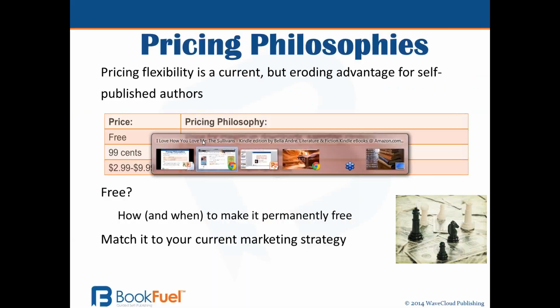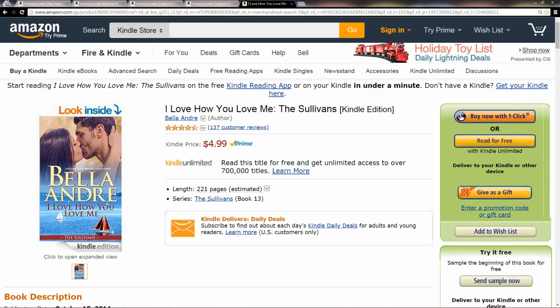So after those two elements, the price is the next thing they look at. Right here, this book, Bella Andre's got this book priced at $4.99. She is a well-established author with a well-established reader base, and she's got a brand name in her space. She can probably get away with charging $4.99 for her ebook as a self-published author. I probably can't get away with that.